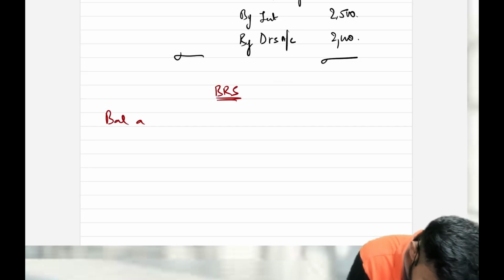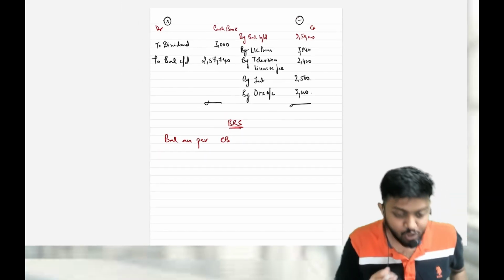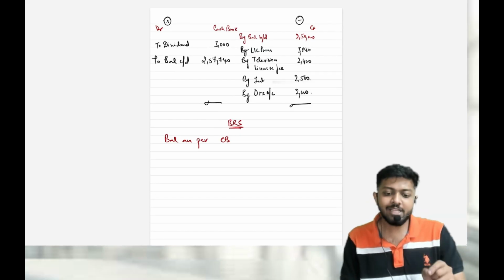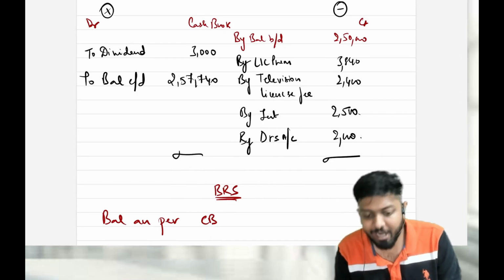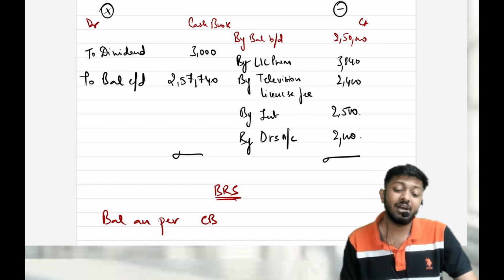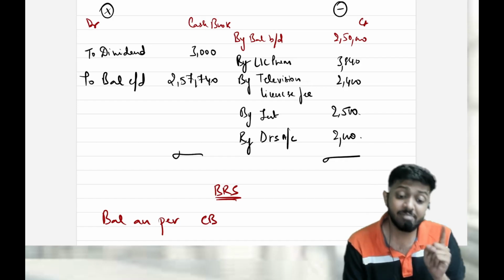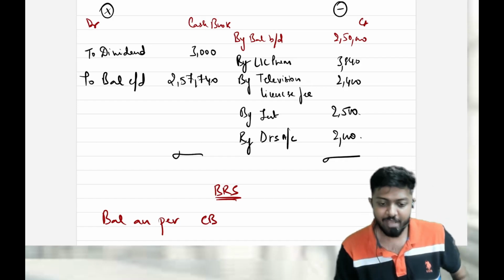BRS, balance as per cash book. How much? It's 2,57,740. Now tell me, is it a favorable balance or unfavorable balance? See, it started with credit balance. Till now it has credit balance only. Credit side is greater than debit side. That means it's an unfavorable balance. Cash is an asset, so favorable balance becomes debit balance. Still, if I am getting credit balance, then we have overdraft only.